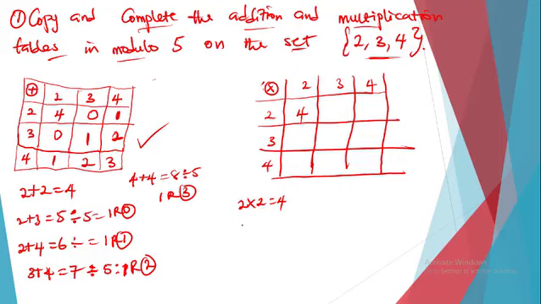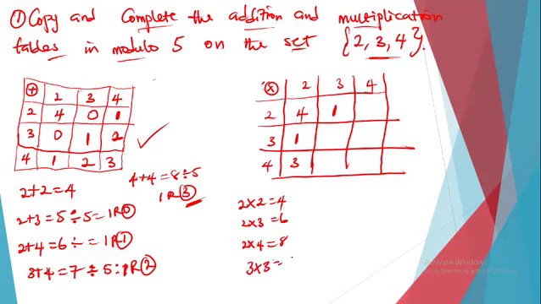Then we have 2 times 3. 2 times 3 is 6. And 6 is equal to what? 1. We add it here. 2 times 4 is 8. And we got 8 to be 3. You remember? You add it here. 3 times 2 is 6. And 6 is equal to 1.